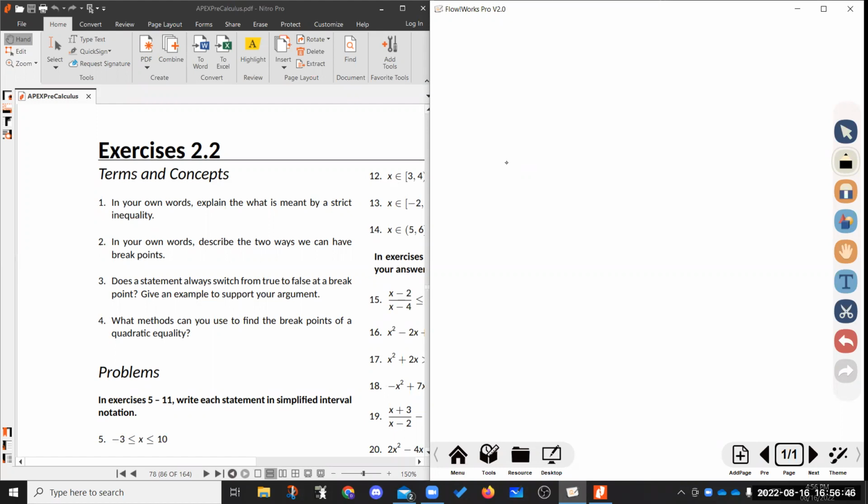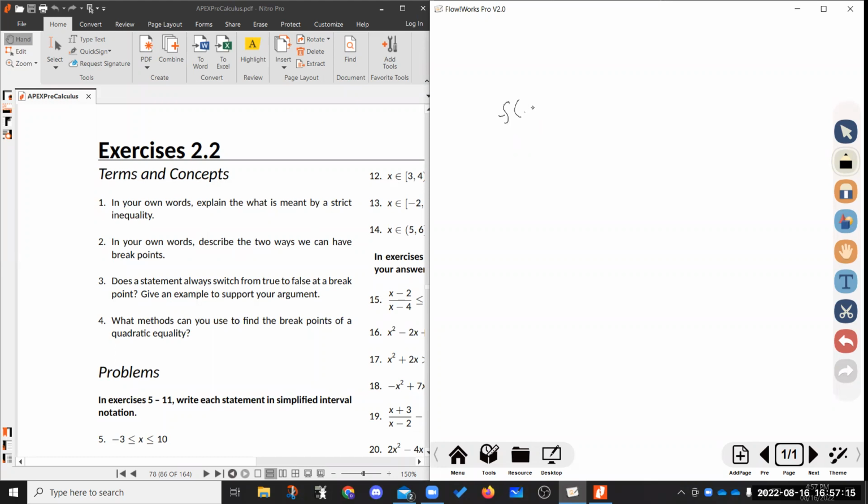Does a statement always switch from true to false at the breakpoints? No, it does not, because it depends on the multiplicity of the root. If the multiplicity is even, it's not going to change sign, not change truth value when it crosses that 0. Only if it has an odd multiplicity will it cross. So let me give you an example.